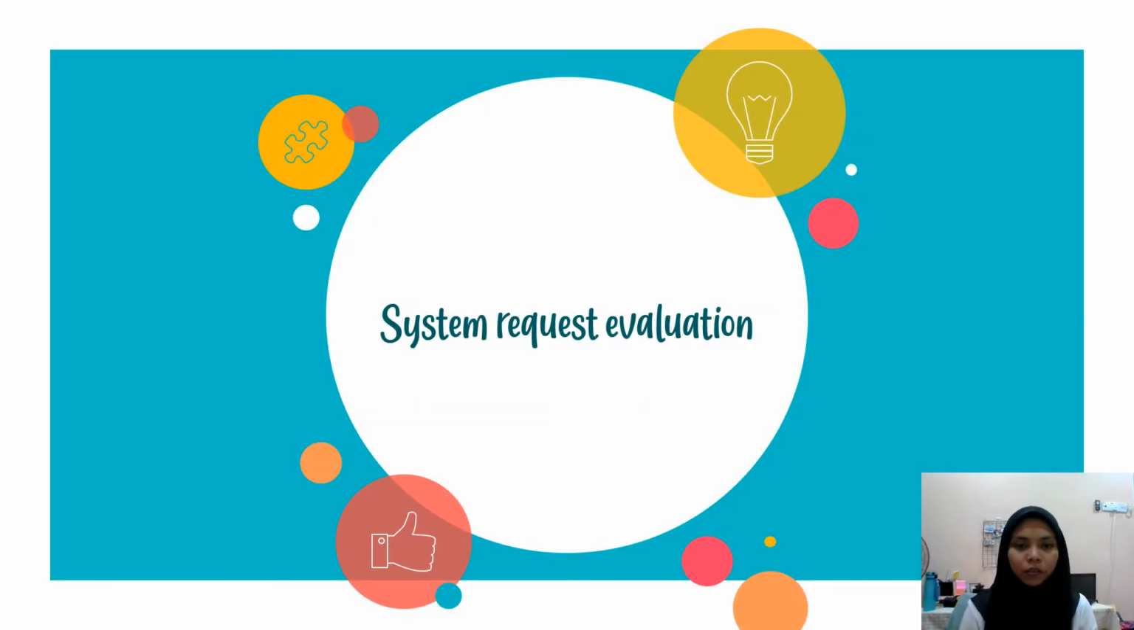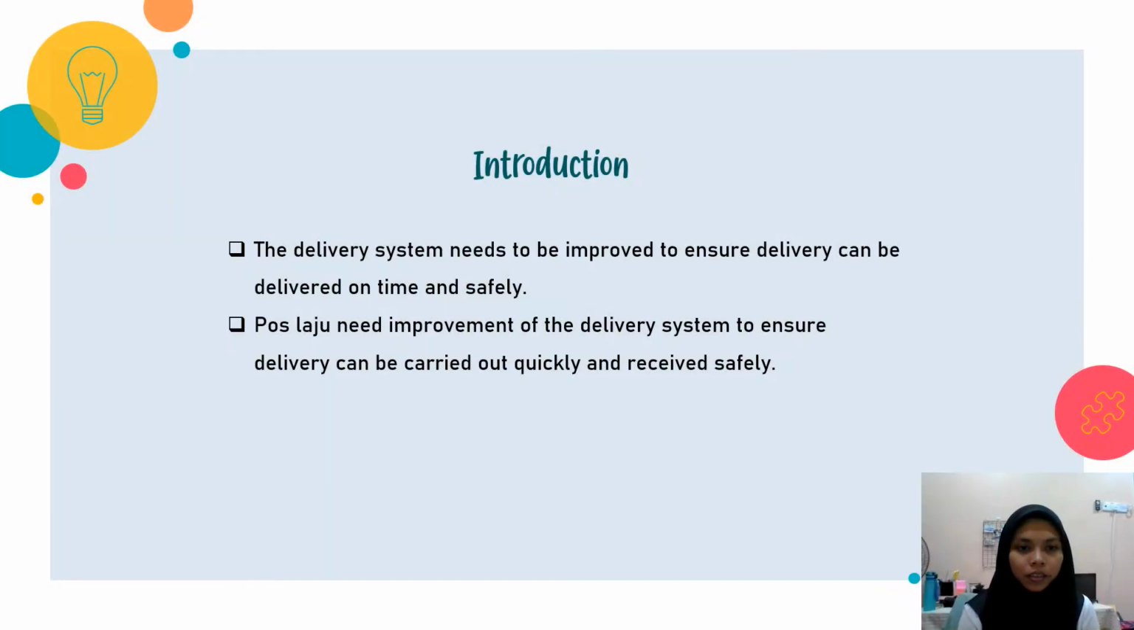System request evaluation. Introduction: the delivery system needs to be improved to ensure delivery can be made on time and safely. Post Laju needs improvement of the delivery system to ensure delivery can be carried out quickly and received safely.